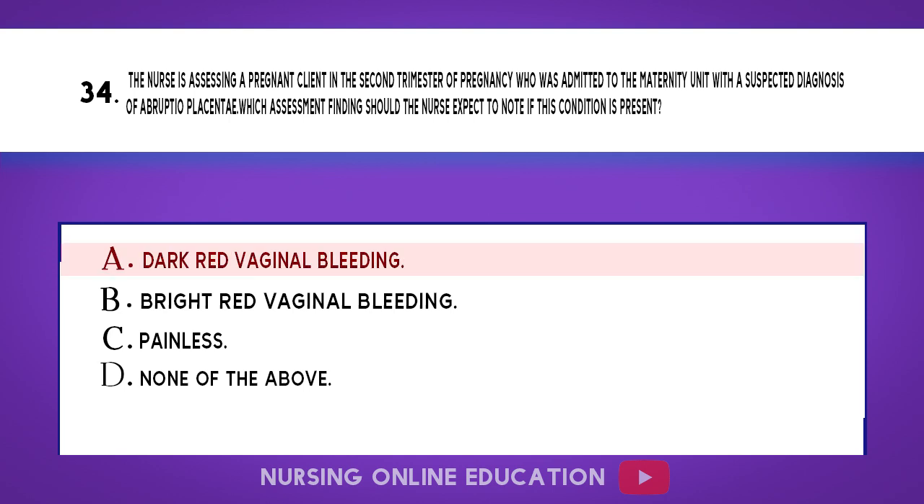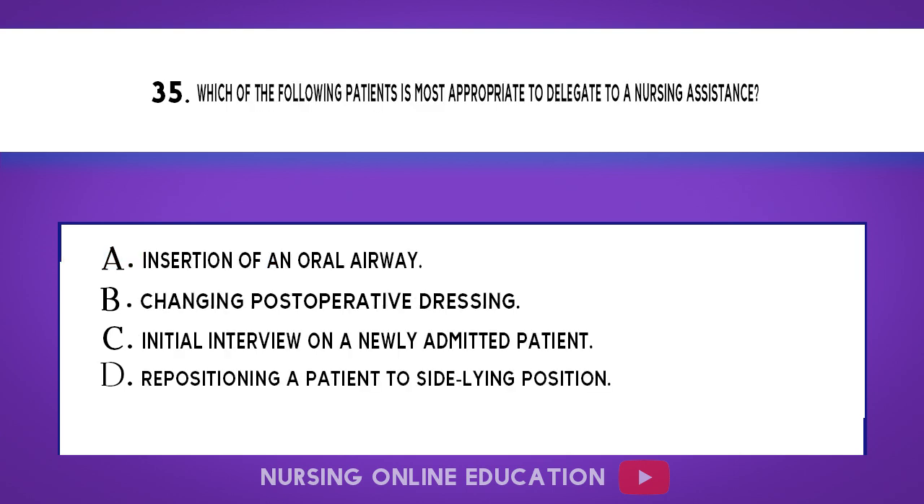The answer is option A. Dark red vaginal bleeding. 35. Which of the following tasks is most appropriate to delegate to a nursing assistant? A. Insertion of an oral airway. B. Changing postoperative dressing. C. Initial interview on a newly admitted patient. D. Repositioning a patient to side-lying position.